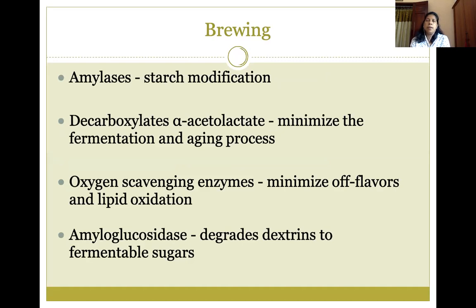Then when we come to the brewery industry, amylases are used for starch modification. Alpha-acetolactate decarboxylase minimizes the fermentation and aging process. Oxygen scavenging enzymes minimize off flavors and lipid oxidation. And amyloglucosidase degrades the dextrins to fermentable sugar. Now, in the brewery industry, we are using the malt basically. Therefore, we need the maltase enzyme or different enzymes to make that starch modification. Because with the malt, only then can we get the real beer, right?